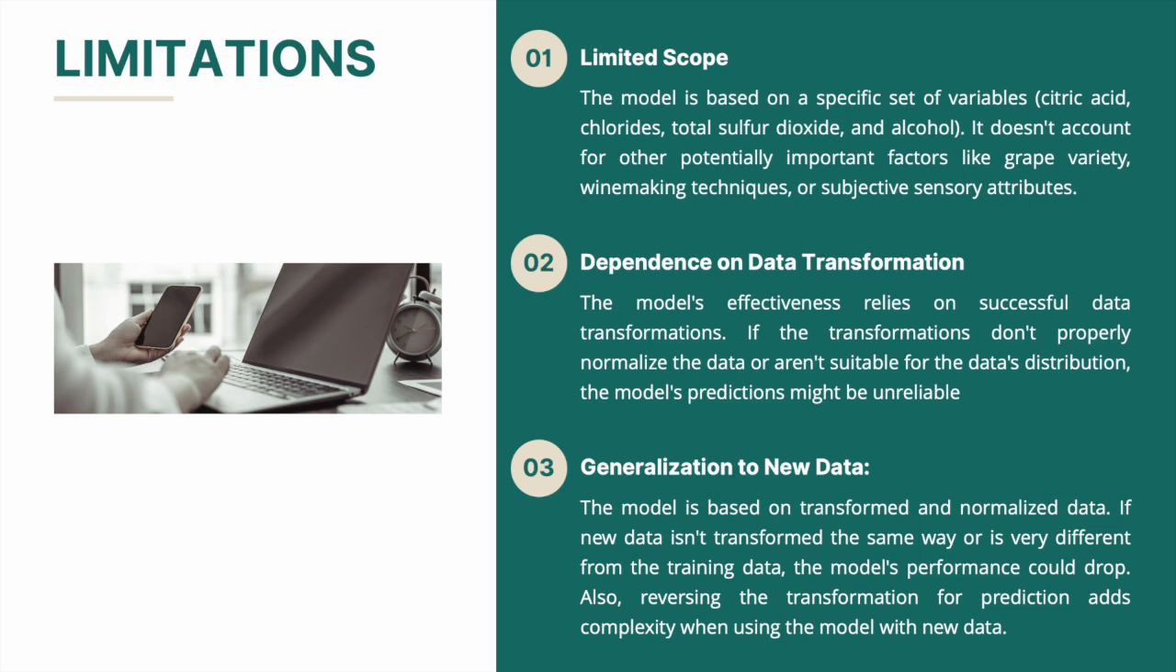And the third one is generalization to new data. The model is based on transformed and normalized data. If new data isn't transformed the same way, the prediction might be unreliable.